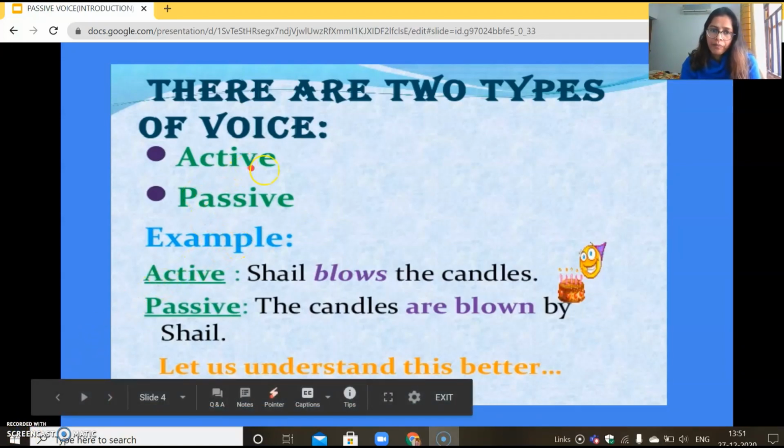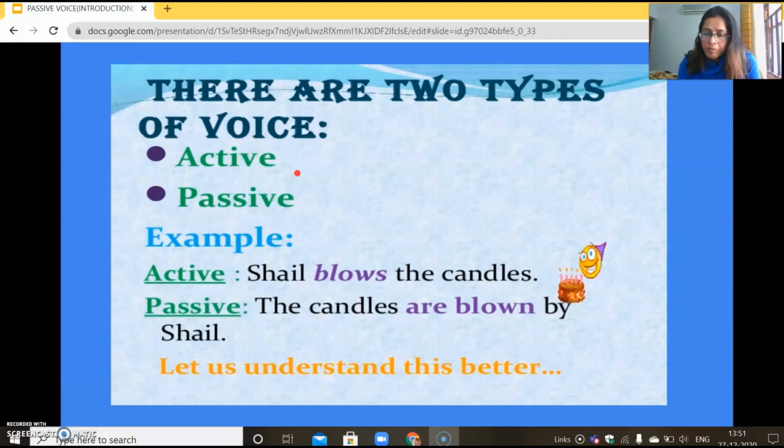Active voice first. When we want to say that the subject of the sentence is doing an action, understand again, when you want to say that the subject of a sentence is doing an action, then we use the verb in its active form, right? But when we want to say that the subject of the sentence is receiving an action, then we use the verb in its passive form. Are you getting it? I hope you have understood.